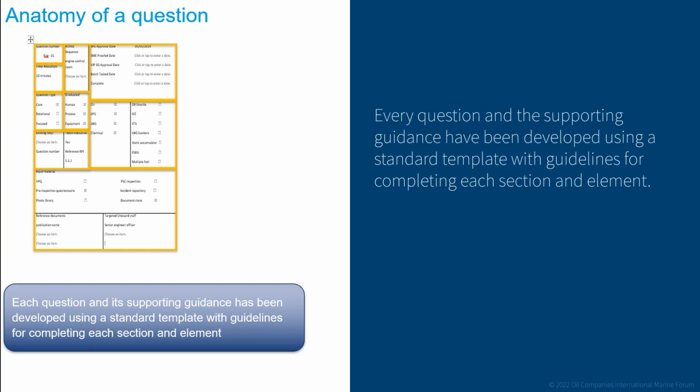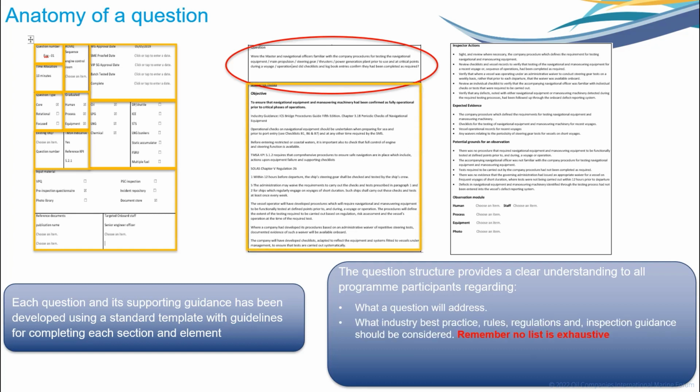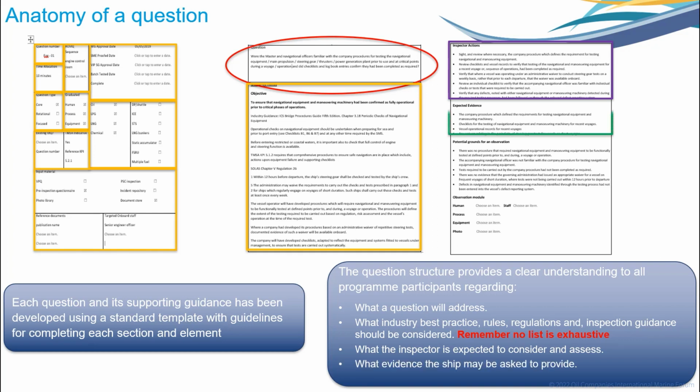Every question and the supporting guidance have been developed using a standard template with guidelines for completing each section and element. The question structure provides a clear understanding to all program participants regarding what the question addresses, what industry best practice, rules and regulations and inspection guidance should be considered when assessing the issue, what issues and operations the inspector is expected to consider and assess, what evidence the ship may be asked to provide, what circumstances may lead to a negative observation.